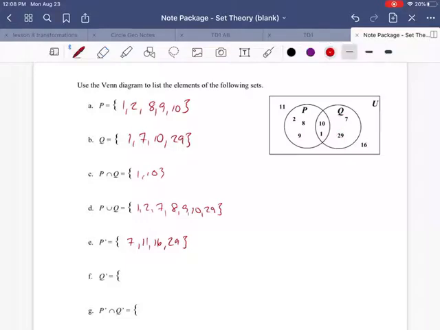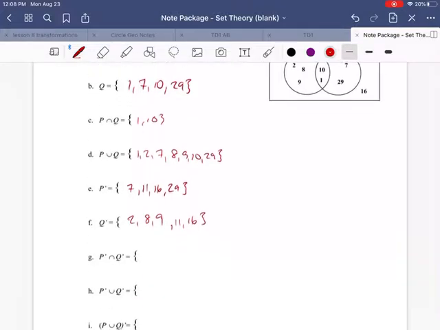Complement of Q. This is kind of the opposite argument. We've got the things that are in the universal set as well as the stuff that's in set P. So we get 2, 8, 9, 11, and 16.